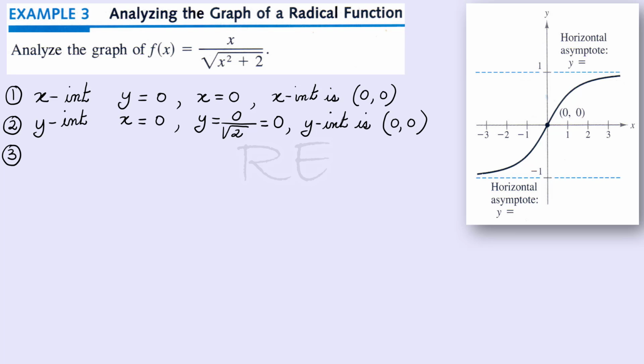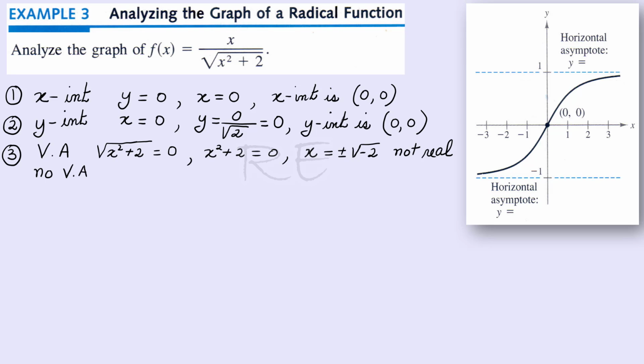For the vertical asymptote, we set the denominator equal to 0. And we realize that x equal to square root of negative 2 is not a real number. No vertical asymptote. For the horizontal asymptote, we have to look for the limit of f of x as x approaches plus or minus infinity.